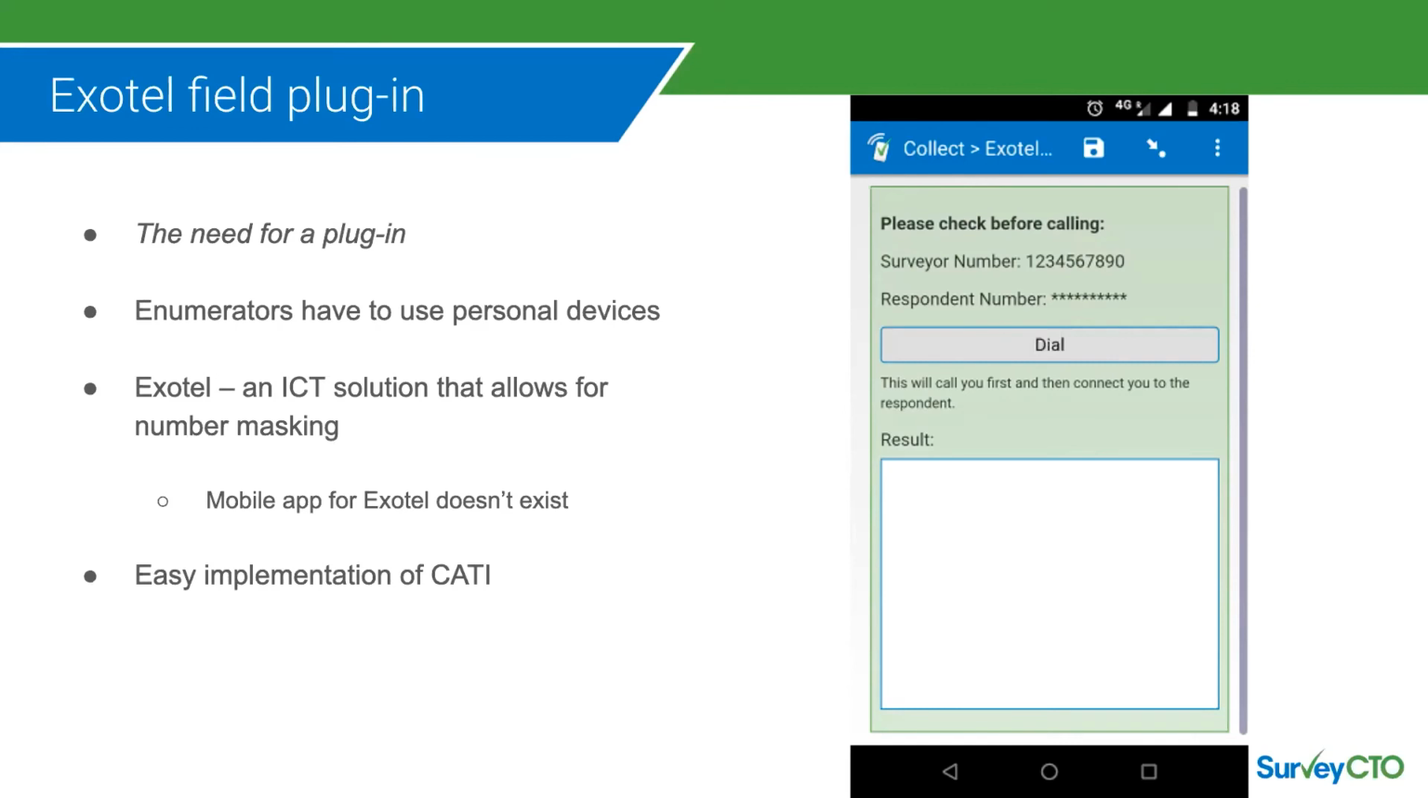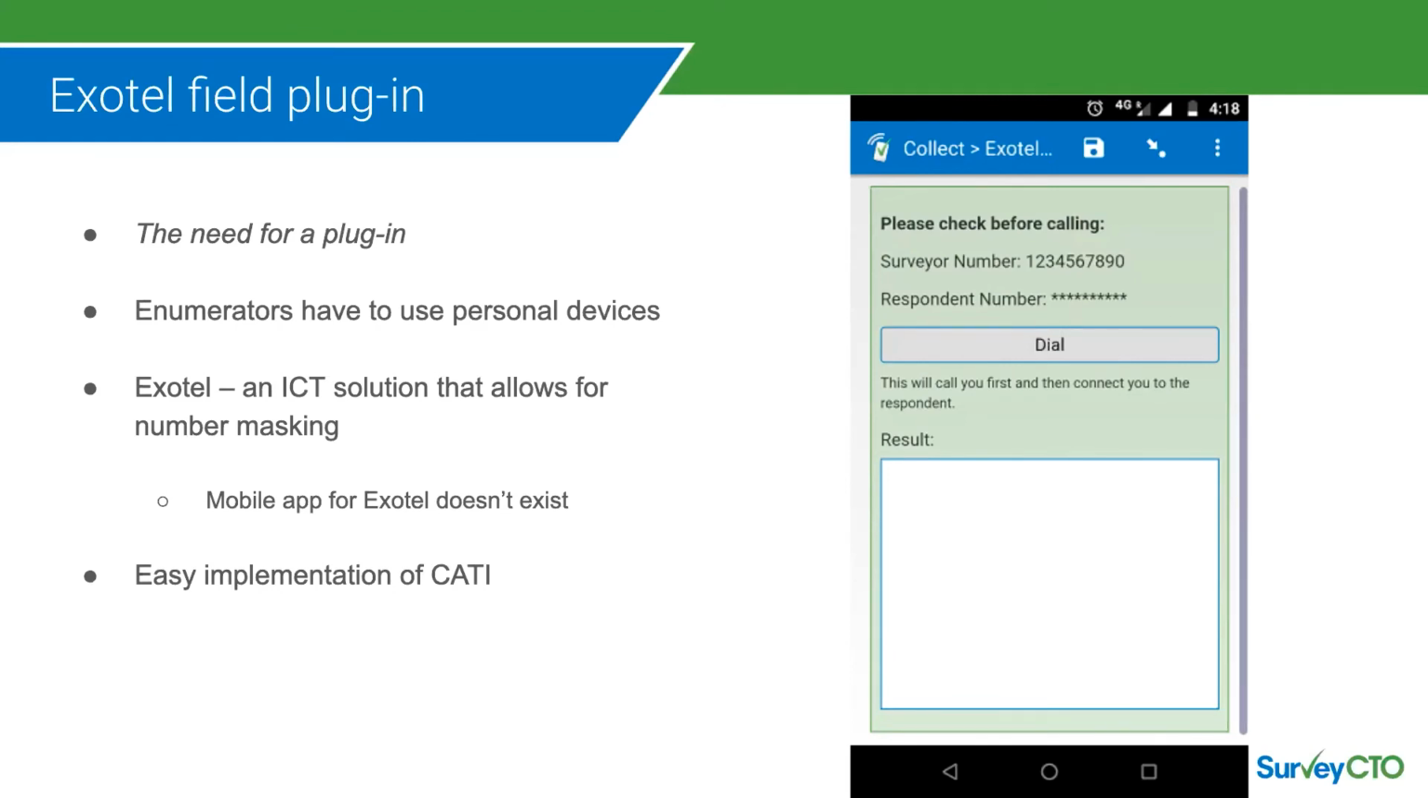The other problem that we also wanted to solve was to figure out a way to not have enumerators use too many applications on their phones. Exotel only has a web-based platform. It does not have an app in any case, but even if there was, we would have wanted to avoid a separate data collection app and a separate calling app, given that there'll be a single device that enumerators will be using. Now, with all of this in place, the SurveyCTO field plugins came to save the day for us and helped us address both these problems.